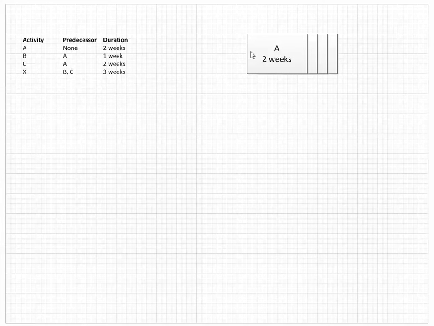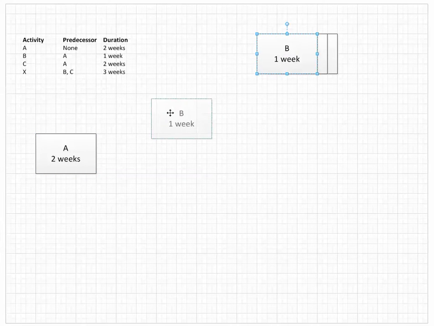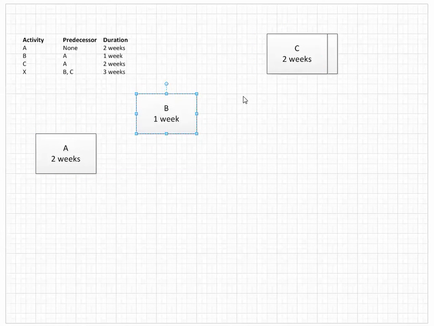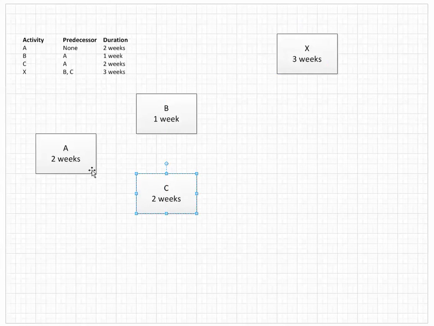The first activity is A. So we're going to put activity A here. Activity A has 2 activities that follow it. They are B and C. So we're going to put those here to the right of A, and we're going to connect them with connectors here, so we can just indicate that one comes before the other.